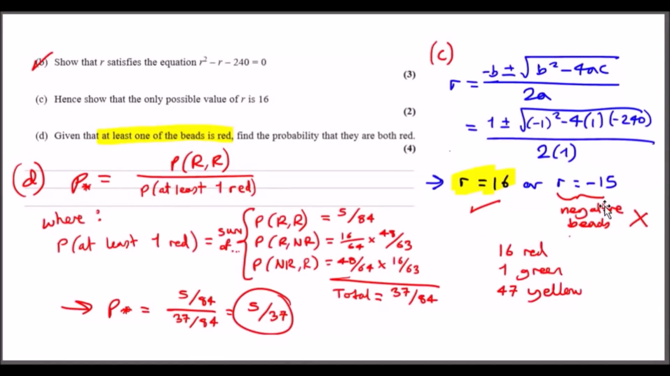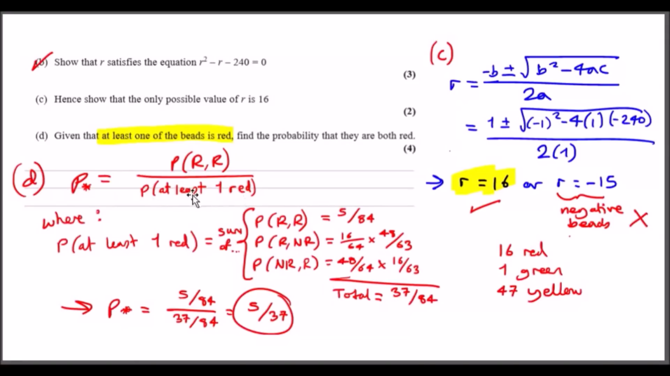Okay, so that's clear. Now D, given that at least one of the B's is red. When they use the words given that, guys, remember that goes on the bottom, and that's always the total area, so we're only concerned about the given that region. Then find the probability that they are both red. So for part D, you find the probability that you get red from the area which is at least one red.